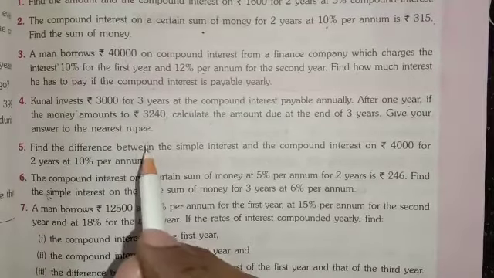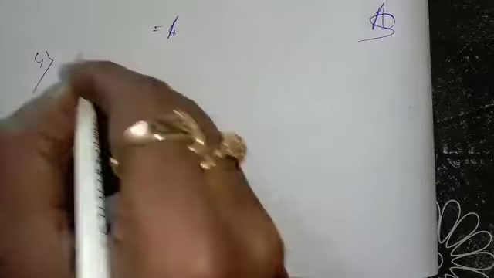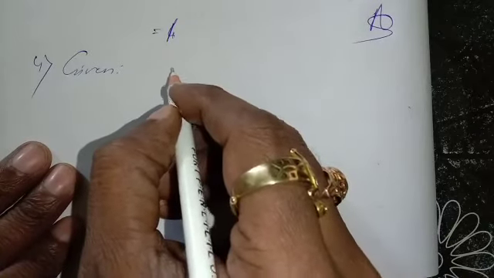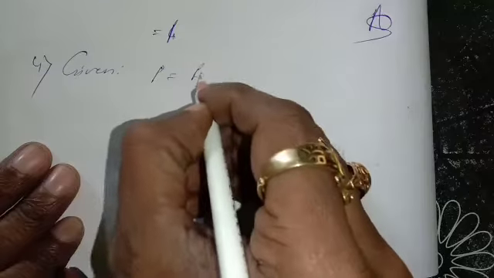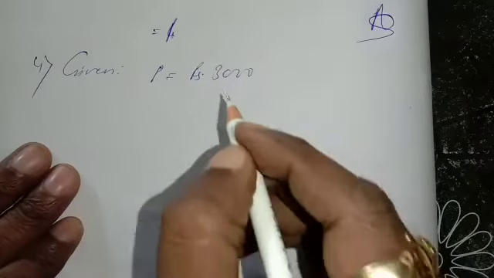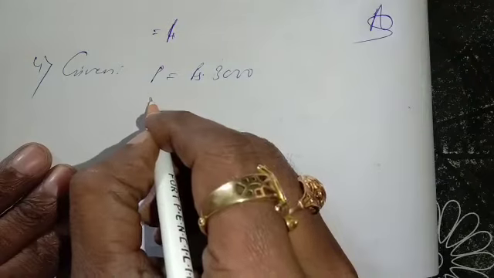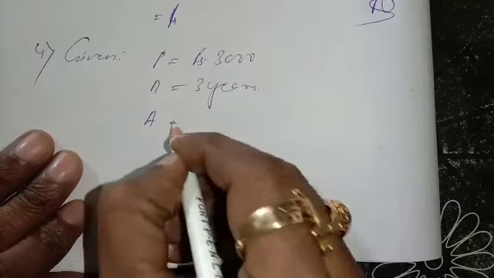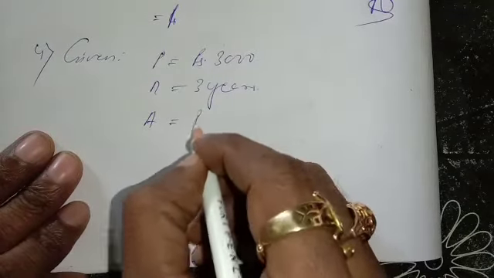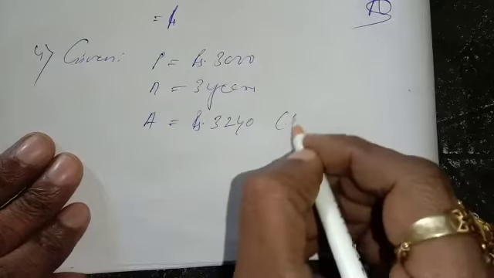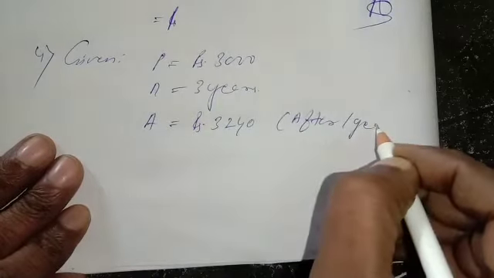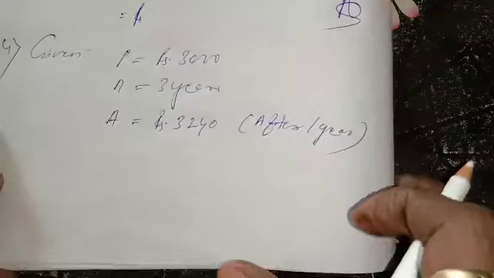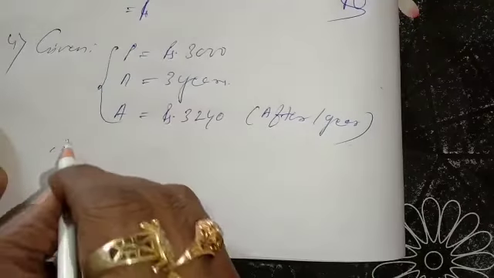Just see what is given here, how to solve. First, what is given here? In this question, principal given 3,000 rupees. Time given 3 years, no doubt, n equal to 3 years. What is the amount after 1 year? Amount after 1 year becomes 3240. So from here if you subtract, then you will get simple interest.